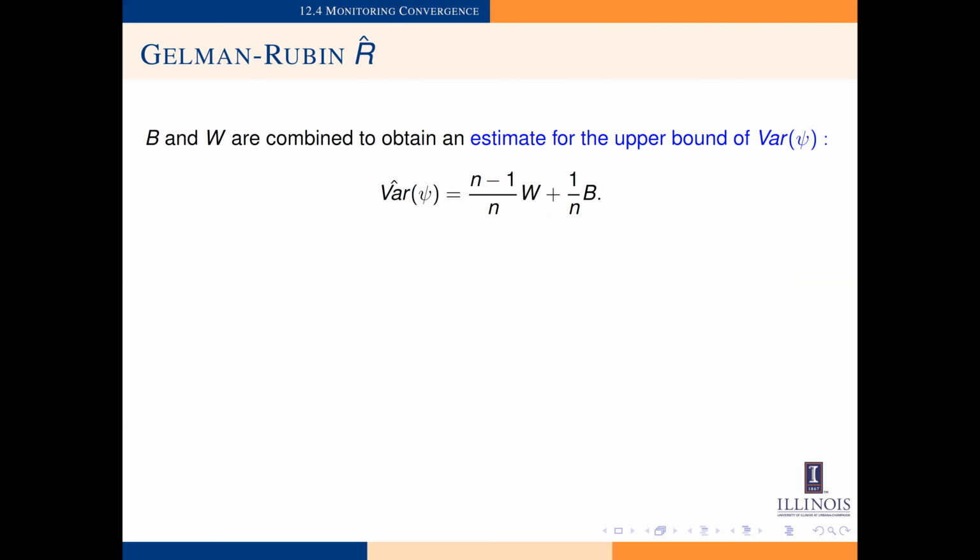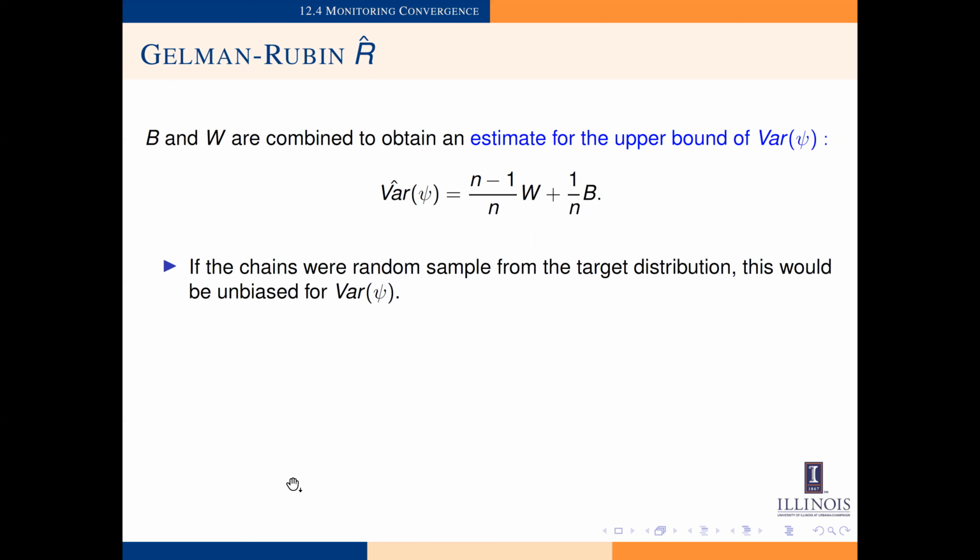The B and the W are combined to obtain an estimate for the upper bound of the variance of psi. Let's denote this variance estimate by var hat. Var hat of psi is given by n-1 divided by n times W, the within sequence variation, plus 1 divided by n times B, the between sequence variation. If the chains were random samples from the target or the stationary distribution, then this var hat is an unbiased estimator for the true variance of psi.